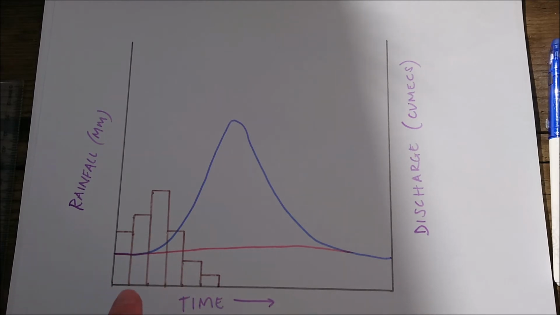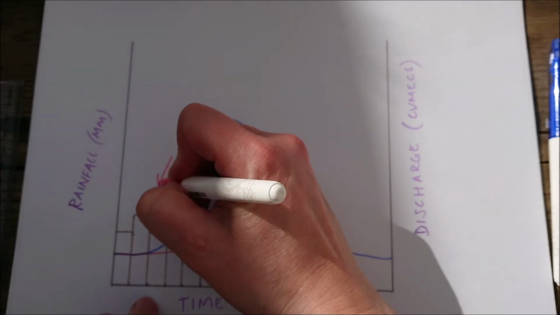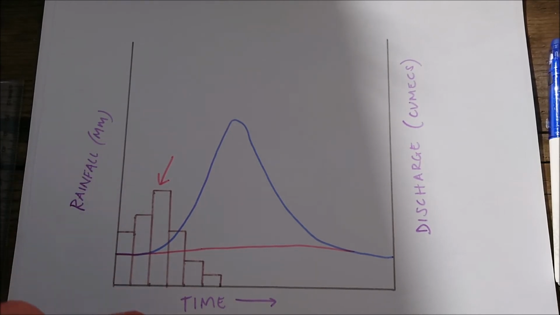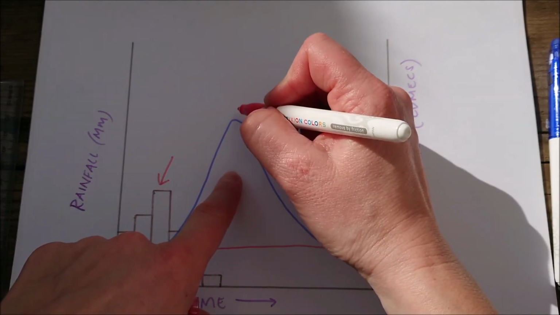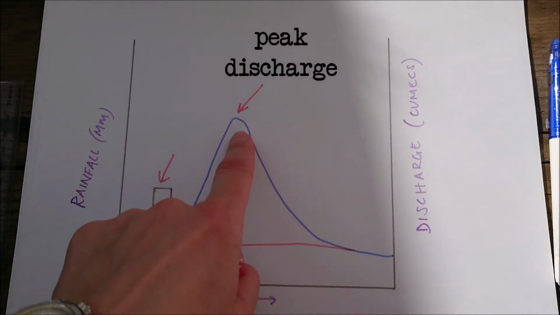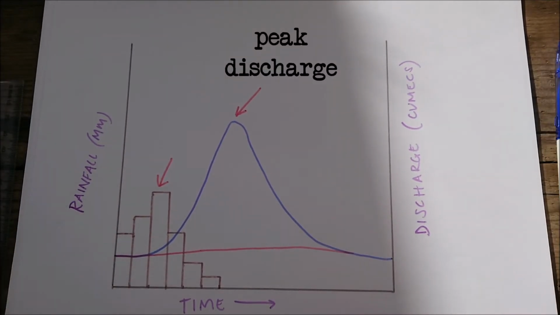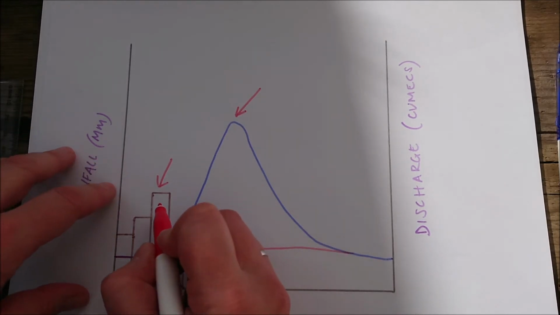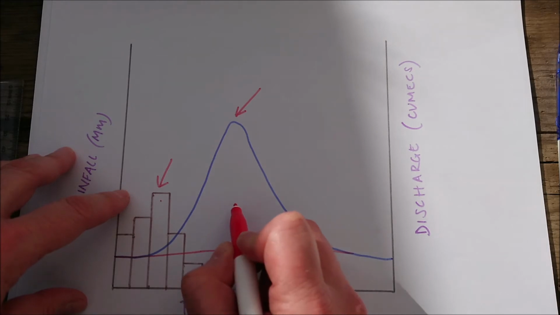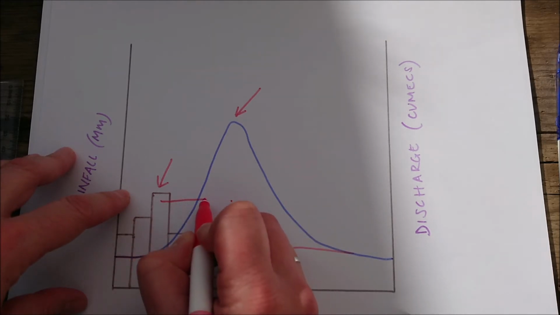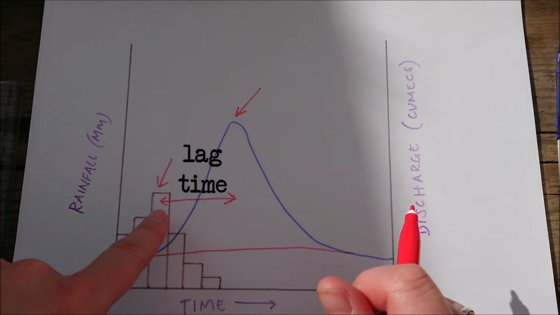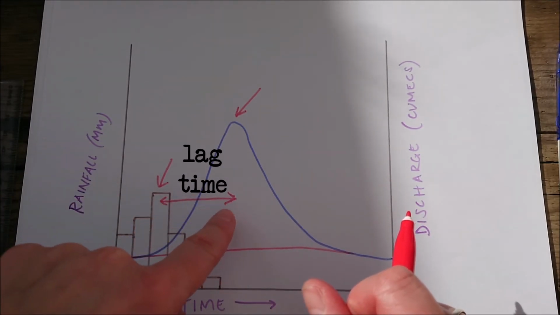Now, there are some bits that we need to be aware of on a flood hydrograph. This here is called peak rainfall. That's the time when the rainfall is the highest. This here is called peak discharge, and that's the time when the river is at its highest. Now, if we take the difference between peak rainfall and peak discharge, what you've got there is the lag time. It's the time taken for the rainfall to make its way into the river.